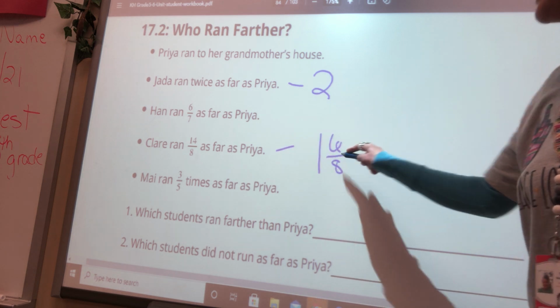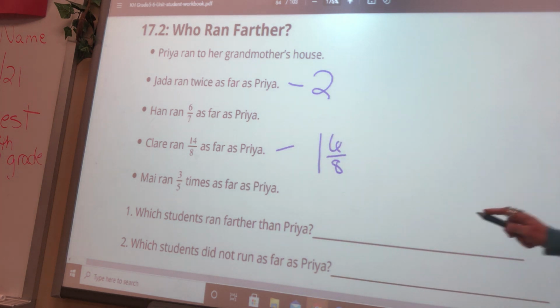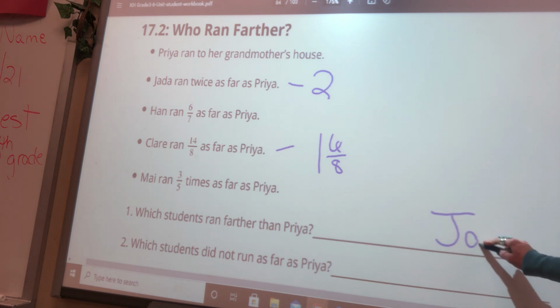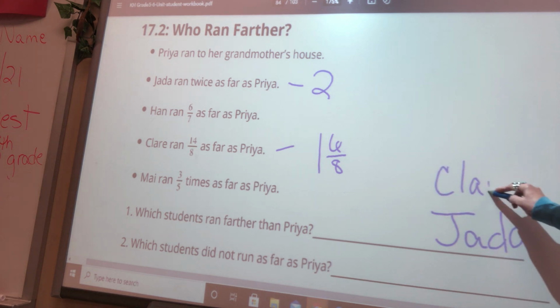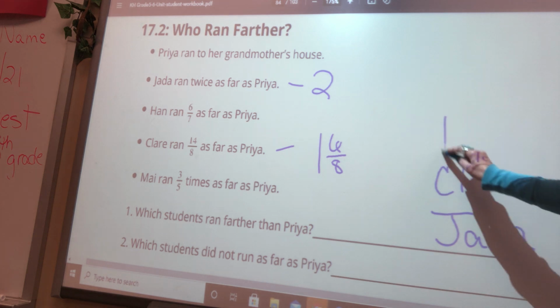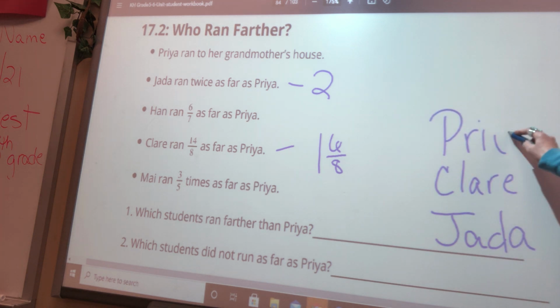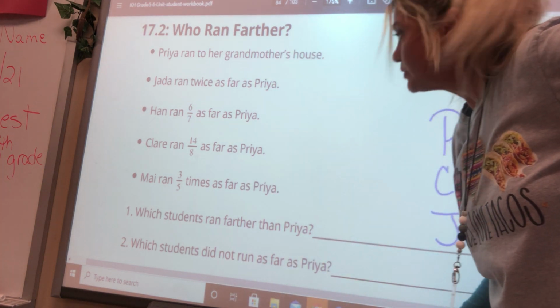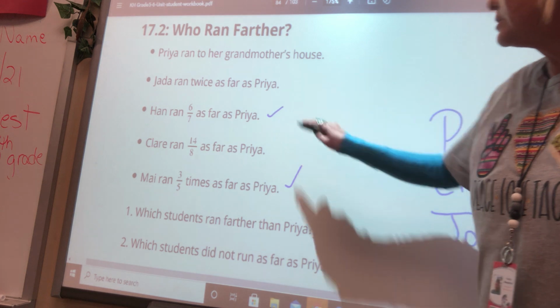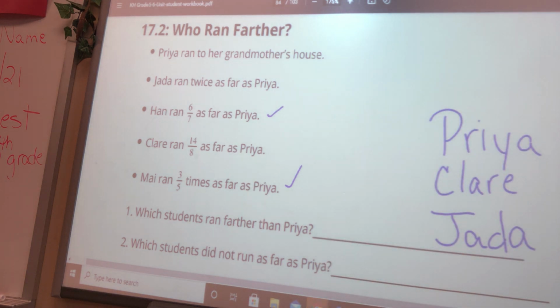Jada ran the farthest, so she goes at the bottom. Then who? Claire. Then Priya. And then, okay, now how do we know between these two? What could we do to make sure between these two? Because they're kind of close. 3/5, 6/7.